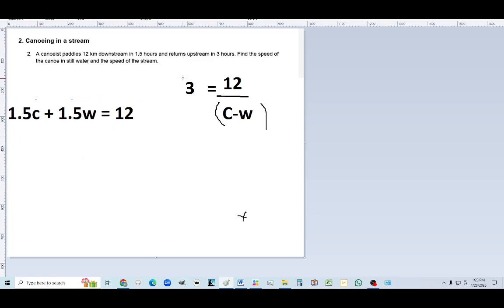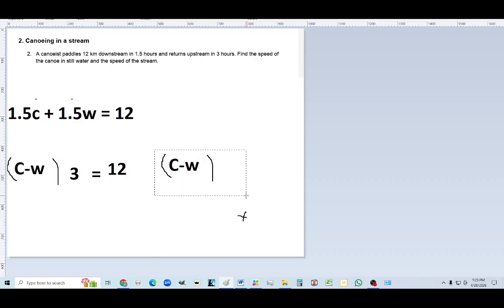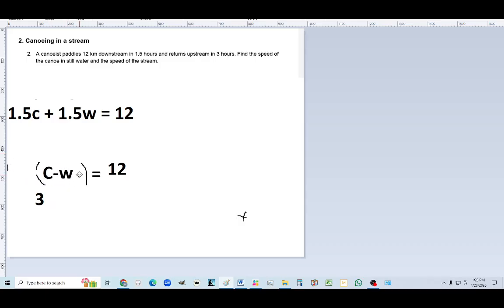On the left, it's a little bit different as well. We have to get rid of this denominator. So we multiply by the entire denominator on both sides. It goes up to the numerator, cancels on the left. And this time we have to FOIL this 3 times this bracket. You'll discover the more you practice these, the easier it gets. The less you practice, the more confusing it is. So you get 3 times C minus 3W. And you have an equation.